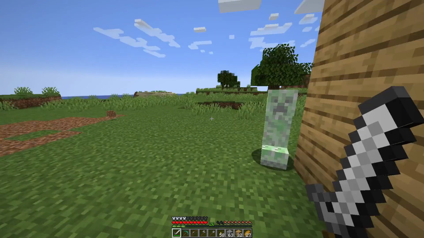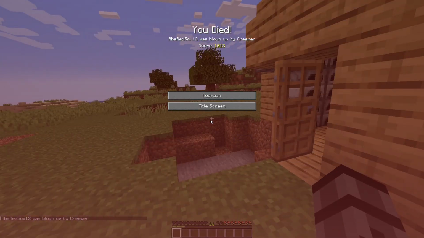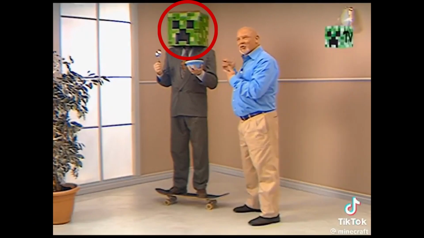Alright, number 2, the penultimate mob, with a whopping 78 points, is the... Wait a minute, just number 2? I thought the creeper was gonna be number 1! He's the mascot of the game!